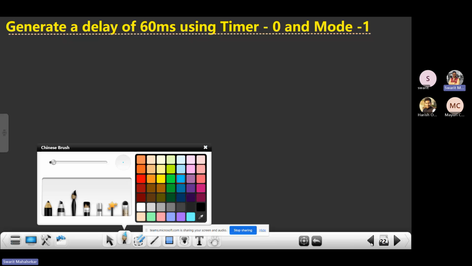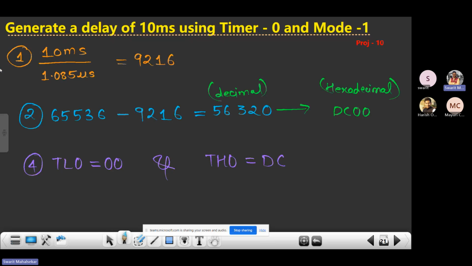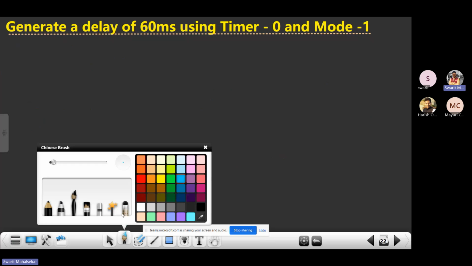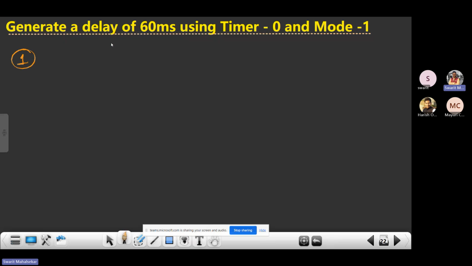Again, what we are doing is dividing the desired time delay by this particular time, that is 1.085 microsecond. Someone please calculate this value for me. The desired time delay is 60 milliseconds, 60 millisecond divided by 1.085 microsecond. Please perform this calculation for me, and give me the accurate value.